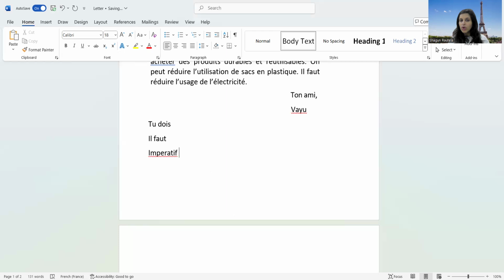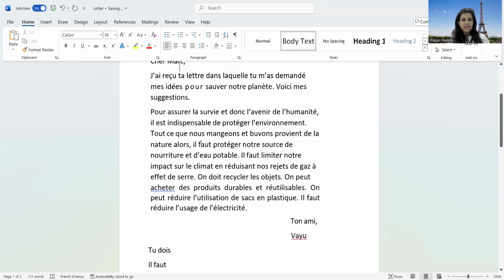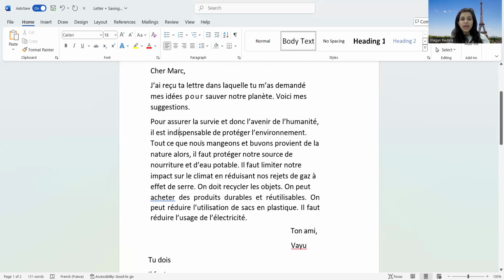All 3 of them mean the same thing, right? You must do this, it's necessary to do this, and the imperative. Imperative is also used for giving suggestions. So let's see. Pour assurer la survie et donc l'avenir de l'humanité, for assuring the survival and hence the future of mankind, il est indispensable de protéger l'environnement. It's important to protect the environment.